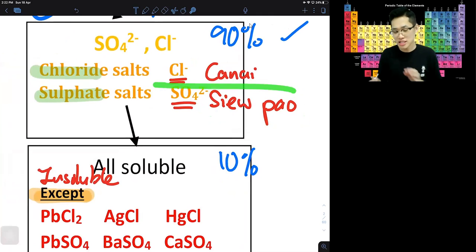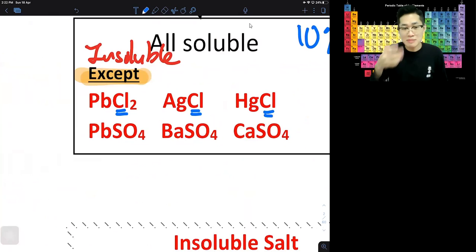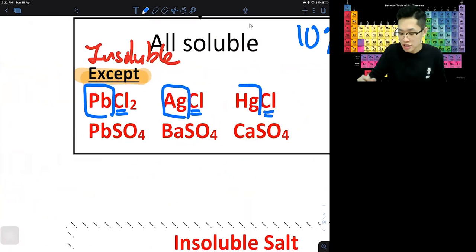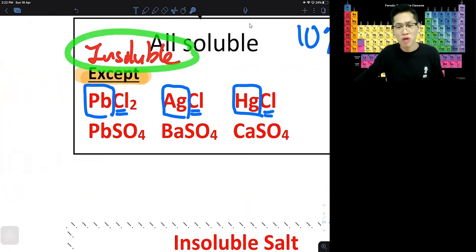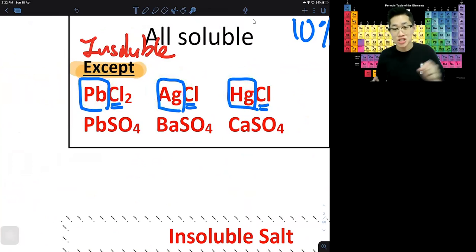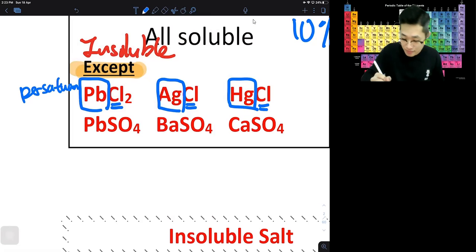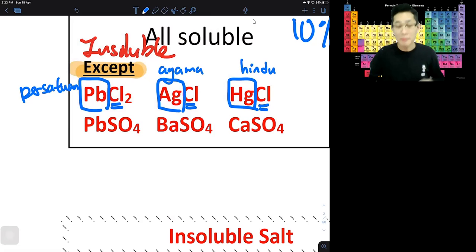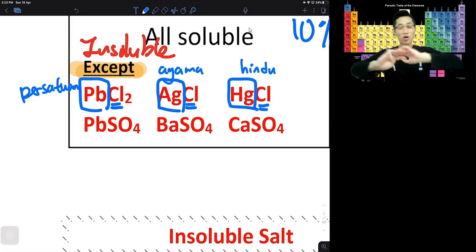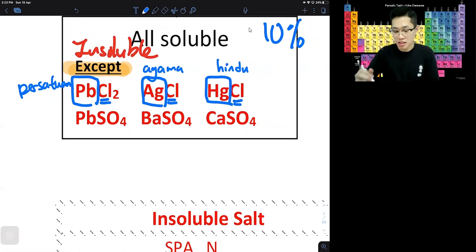Okay, just like that. So we use this to tell you that roti canai, CL, when the roti canai is pairing with PB, AG, HG, they are insoluble. How come I relate roti canai to PB, AG, HG? Because we call PB, AG, HG as Persatuan Agama Hindu. By the way, this is not racist. No, it's just like traditional food. Okay, Persatuan Agama Hindu. When they pair with the roti canai, insoluble.